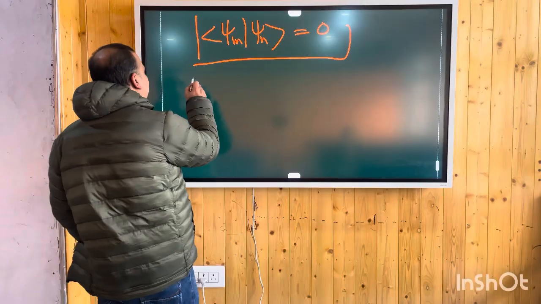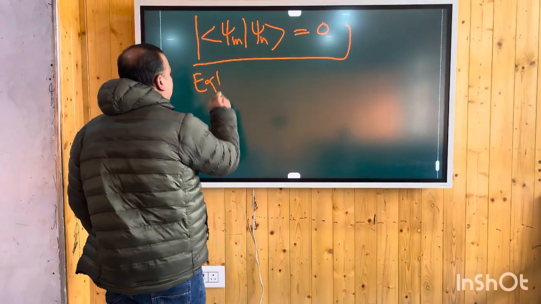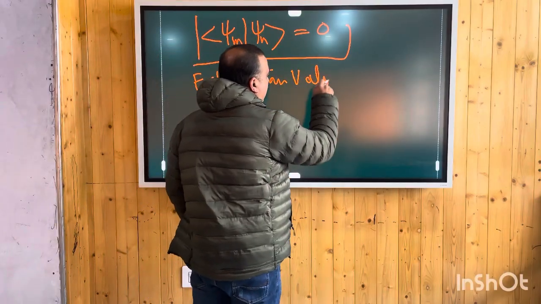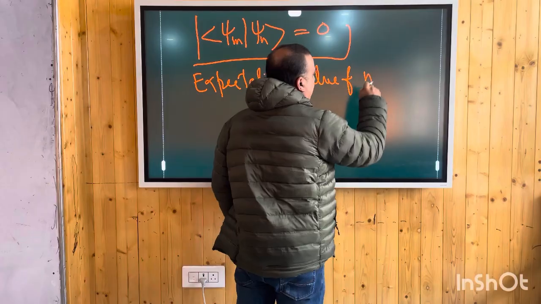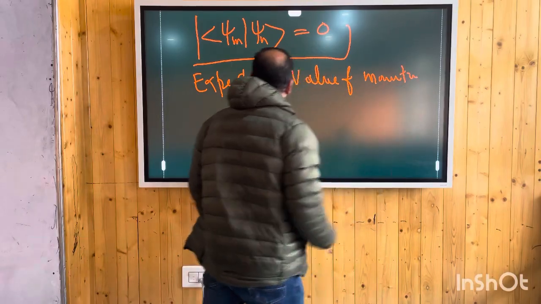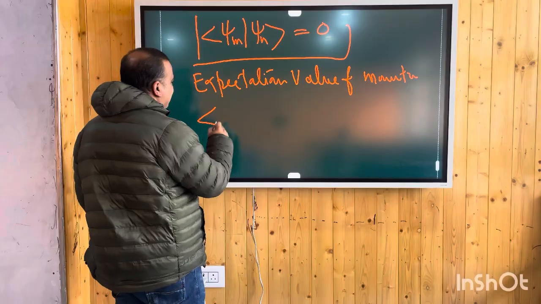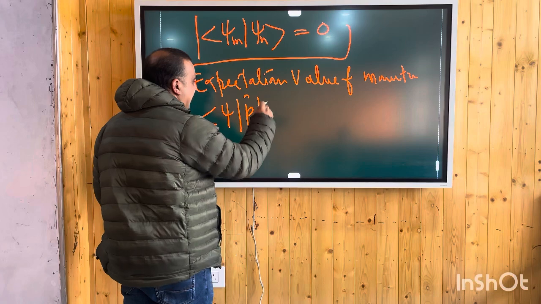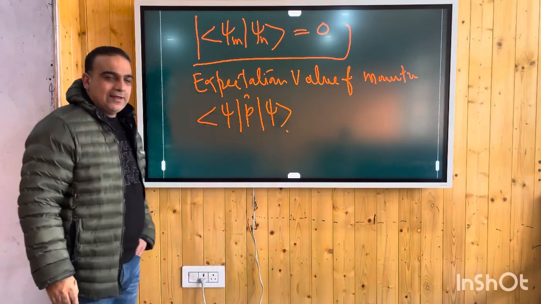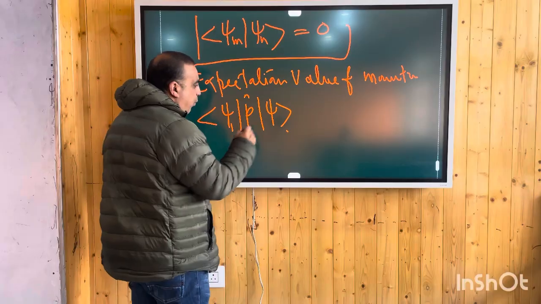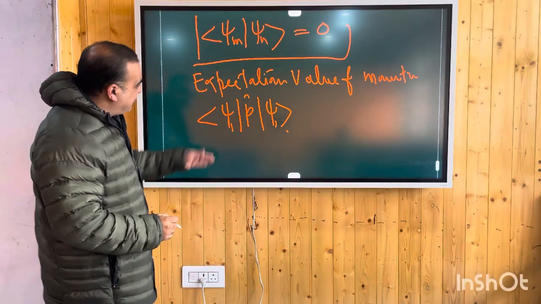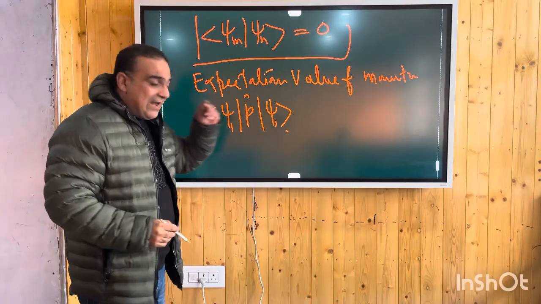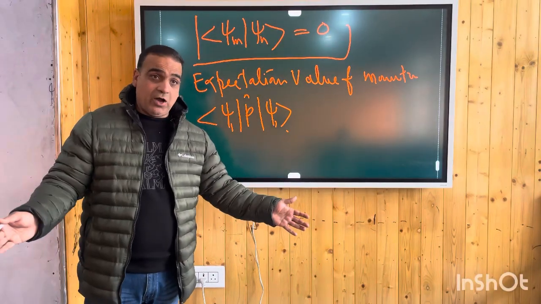So the first thing that we would like to do is calculate the expectation value of momentum. So how do you define the expectation value of momentum? That is psi, p, and psi. In fact, this psi n is psi 1, so I will generally take it as psi. So I would like to calculate this expectation value for the problem that we already talked about.